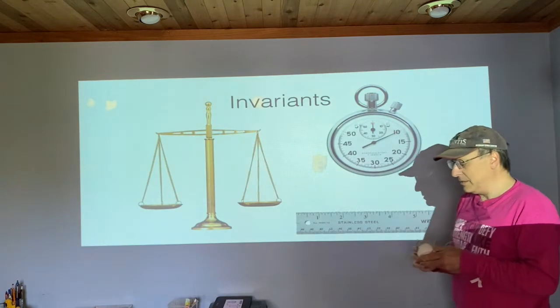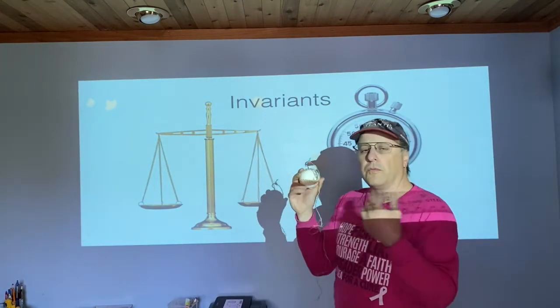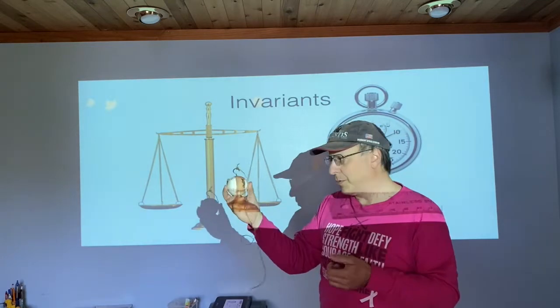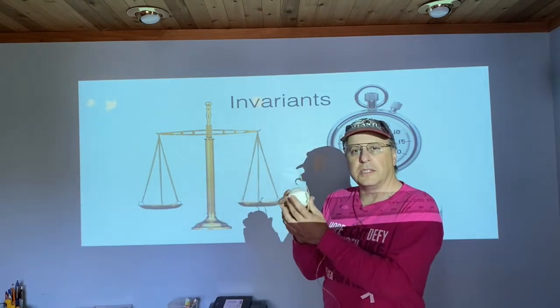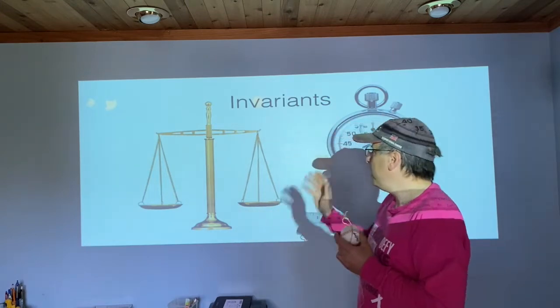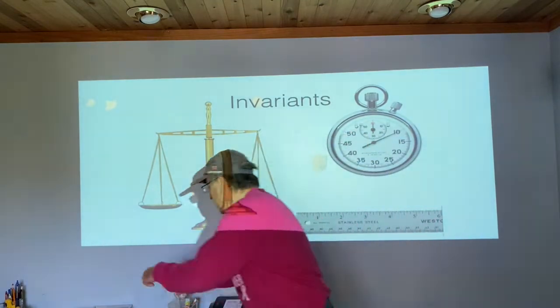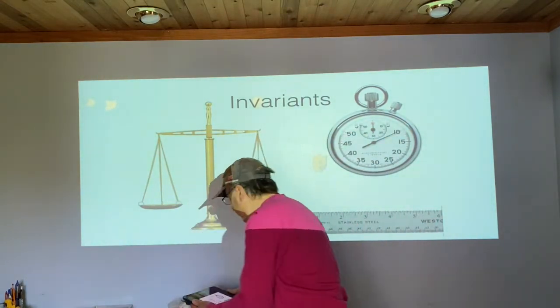Finally, distance. If we were measuring the size of the ball, regardless of what frame of reference we're viewing the ball from, the size of the ball would be exactly the same. These are the three invariants for classical relativity.